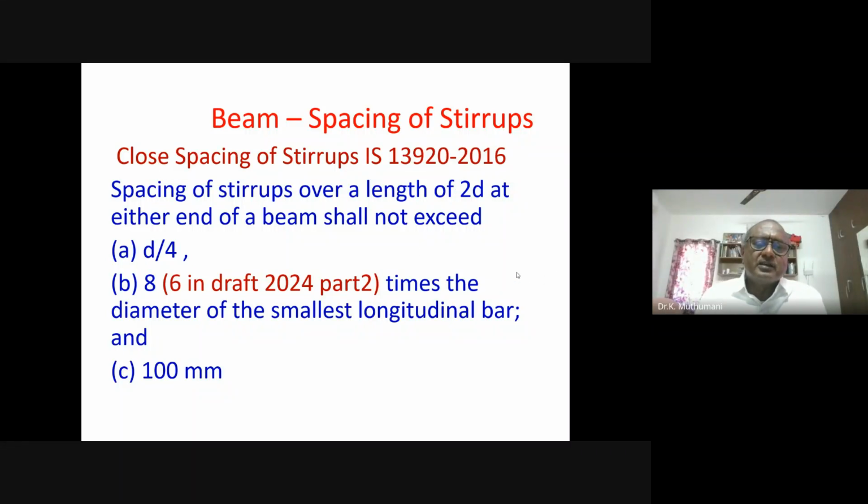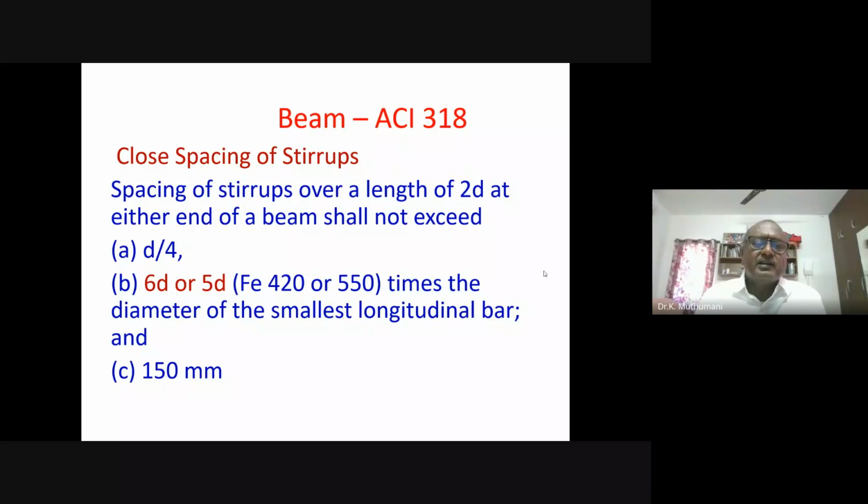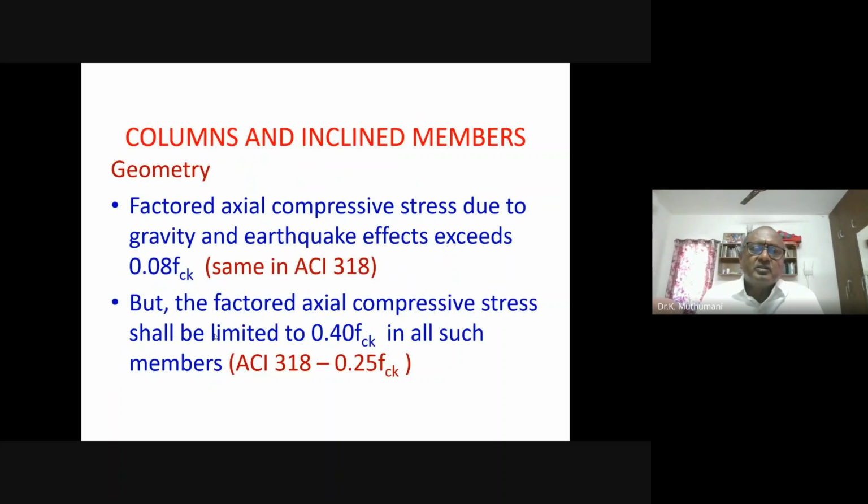Of course, the draft we will skip for the timing. We are not interested. But however, I just want you to compare ACI 318 also. They are also the same as d by 4. They are also 6 d or 5 d, whatever. But they are happy with the 150 mm. So that is the way it is. I just want you to cross-check that. However, we are restricted to the Indian code, so we'll go ahead like that.